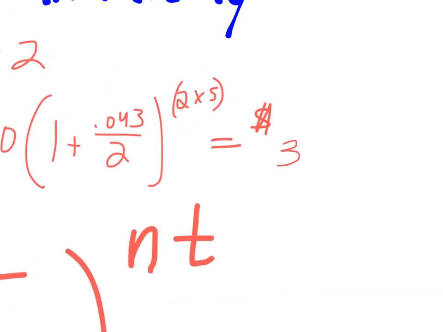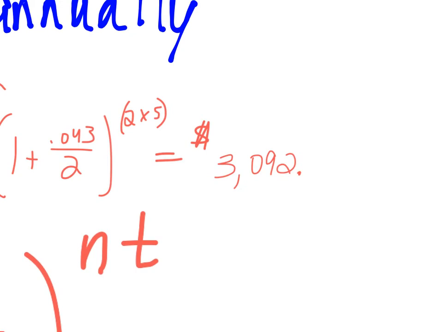All right, so we're getting about $3,092 and how many cents? 60. It's 599. So then don't you round? So 60. Yeah. There you go.